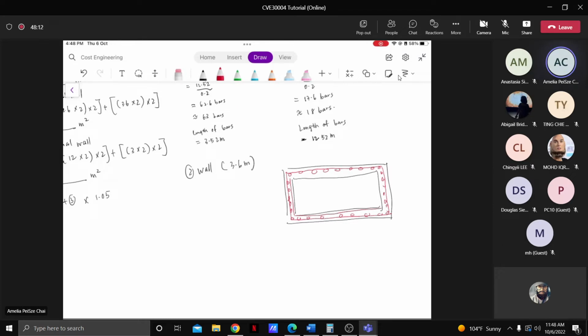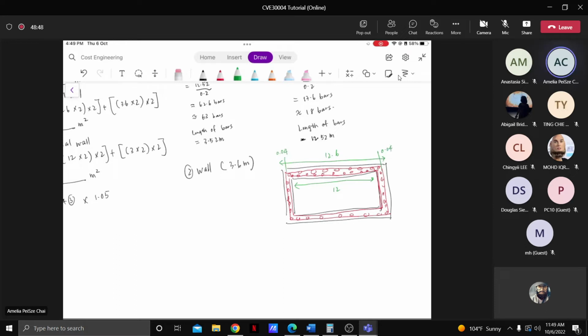Doesn't fit in. Then you have here. Okay, something like this. So from here, we look at this one. The length here is 12.6. This one is 12, right? So we minus off your cover of 0.04. This one inside here is including the cover, so it's adding in 0.04 and 0.04. Understand why?